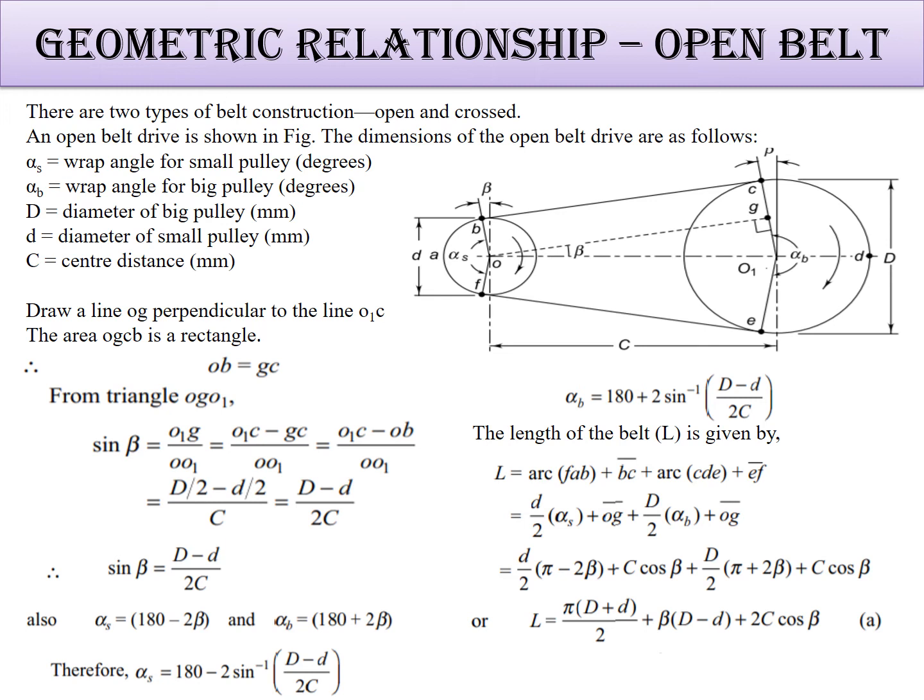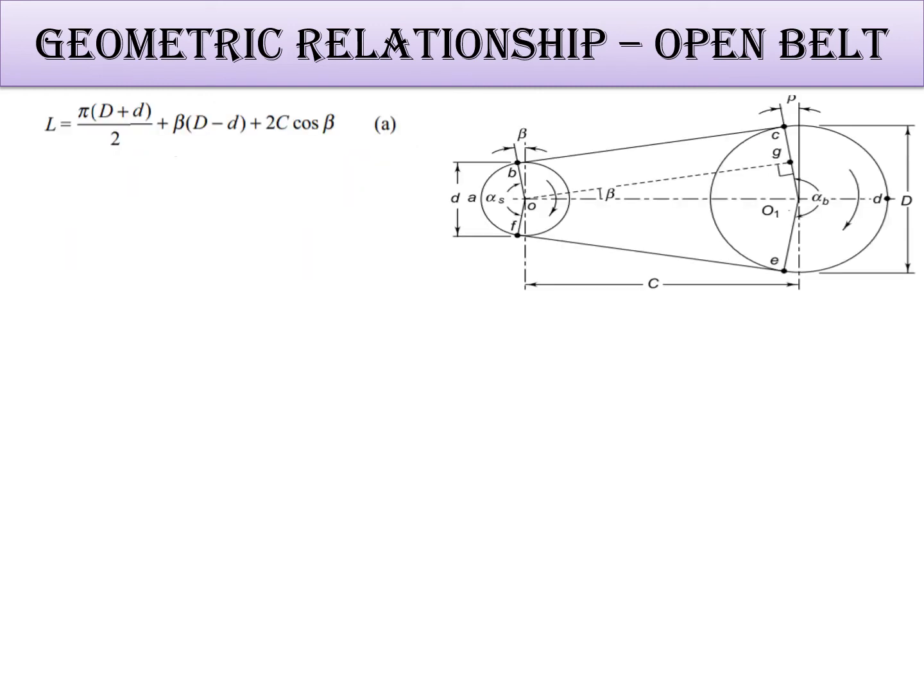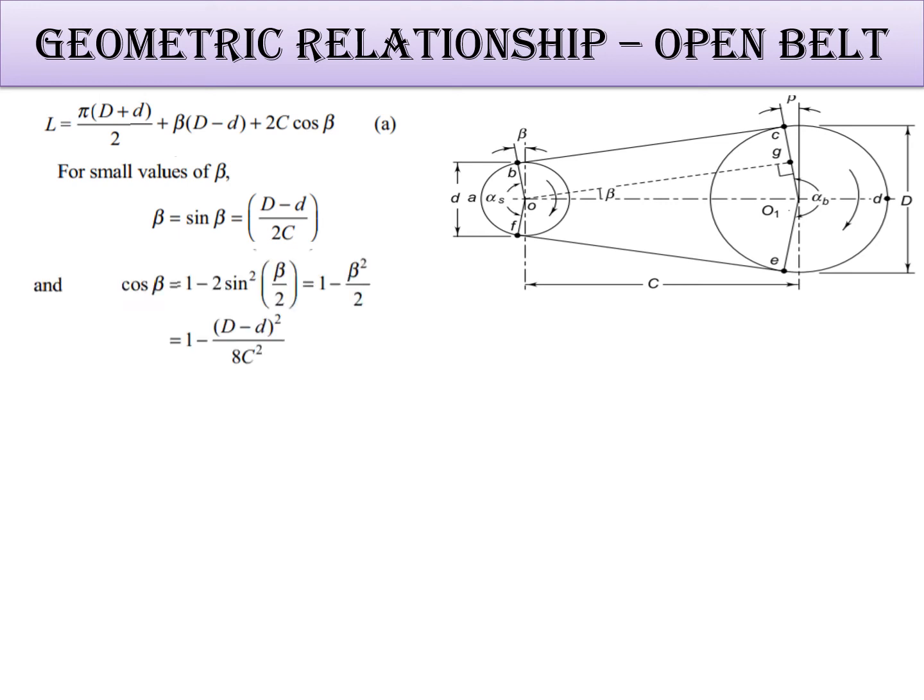This distance is C, that's why C is taken here. So L is equal to pi times capital D plus small d by 2, plus beta times capital D minus small d, plus 2 times C cos of beta. This is the equation we get here. Now solving further, since beta is small, sine of beta or beta can be written as capital D minus small d by 2C. And cos of beta is equal to 1 minus sine square of beta by 2, which is 1 minus capital D minus small d whole square by 8C square.